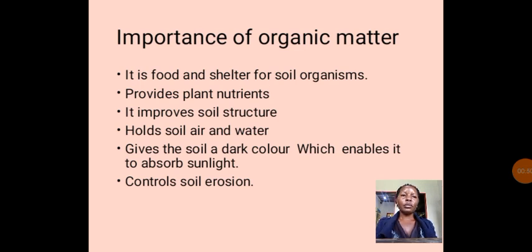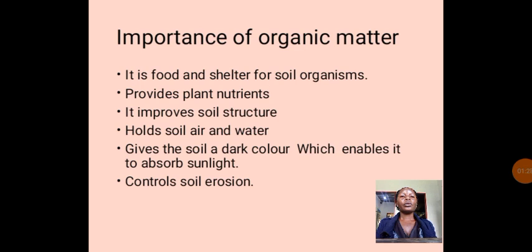So what is the importance of organic matter, dear learners? One of the importance is that it is food and shelter for soil organisms. I don't know whether, dear students, you knew that the organic matter is the food for these soil living organisms, and it is also shelter for these living organisms. So it is very important because the organisms consume it and also live in soil organic matter.